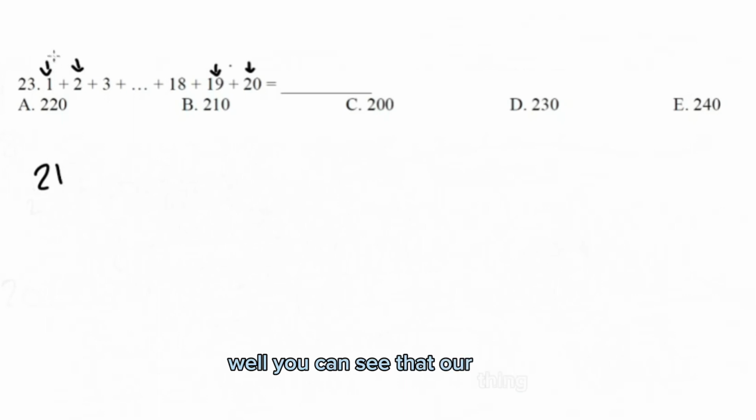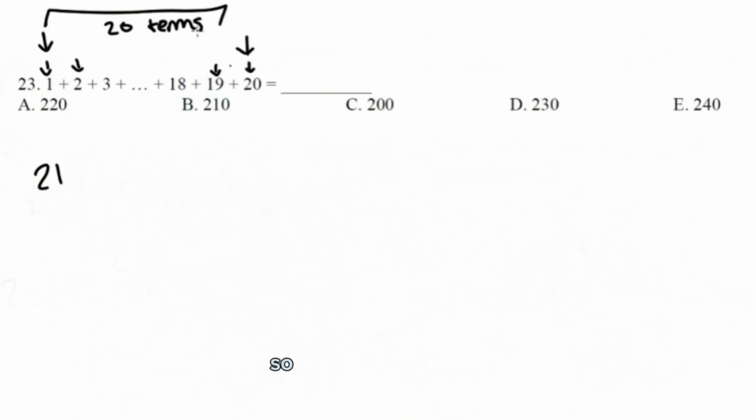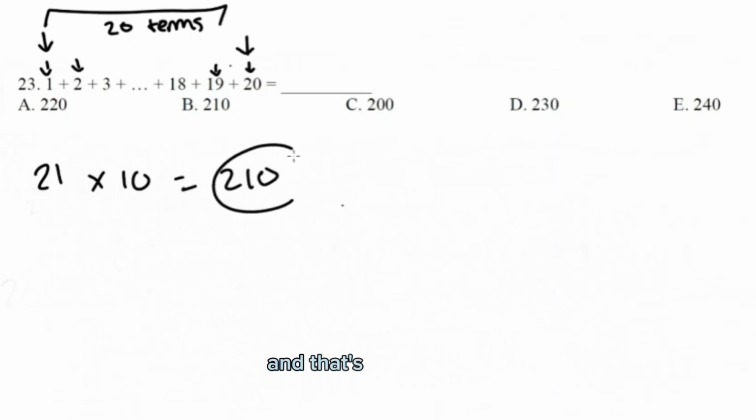Well, we can see that our sequence starts at 1 and ends at 20, and it's going up by 1 each time, which means there's a total of 20 terms. So if there's 20 terms, there's going to be 10 pairs because 2 terms make a pair. So we just have 21 times 10, which is 210, and that's your answer.